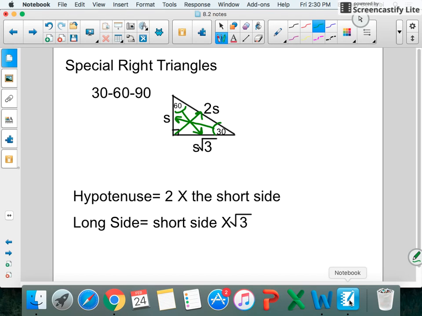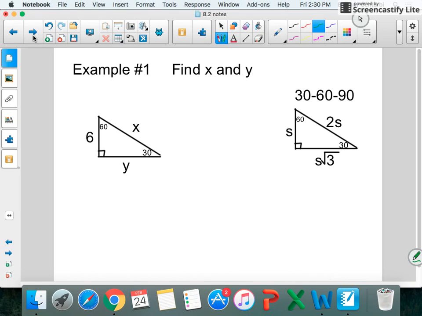So when you're figuring these out, some of you will be better at words, some of you will be better at remembering the numbers. So if you're doing the words, the hypotenuse is 2 times the short side. And the long side is the short side times the square root of 3. So we're going to look at some examples.